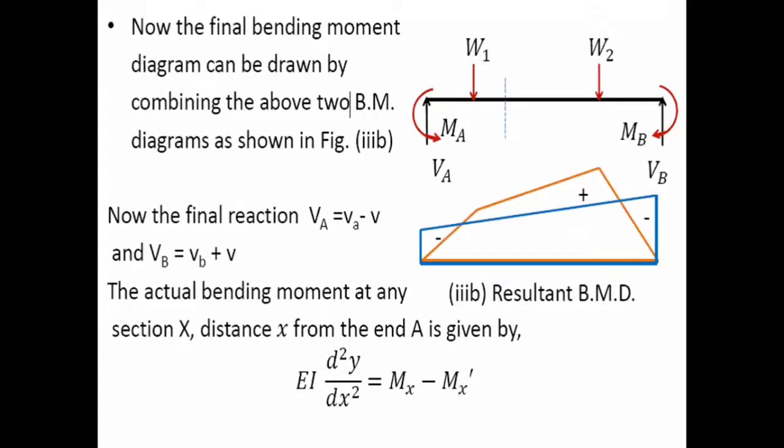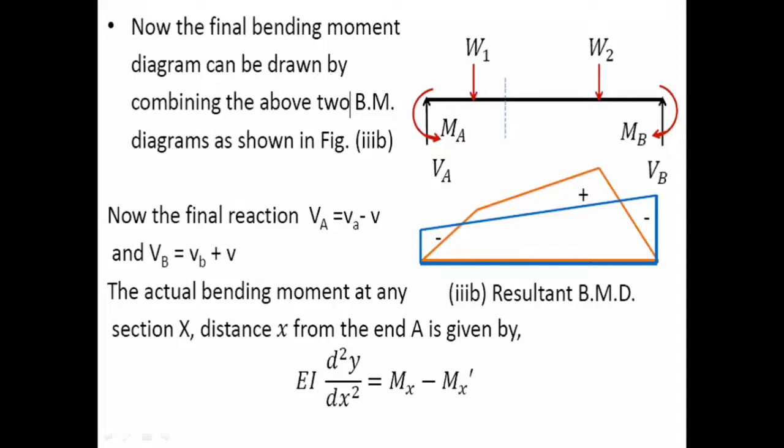Now we have superimposed both the diagrams, free BMD as well as fixed BMD. So now the final BMD, or bending moment diagram, can be drawn by combining the above two bending moment diagrams shown. So these are the two bending moment diagrams that we have drawn. We have superimposed them, and now we have to find the final reaction.